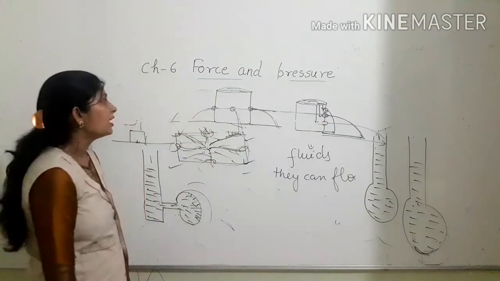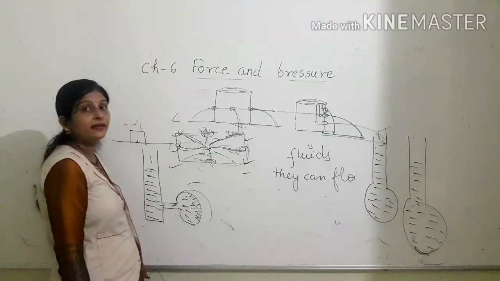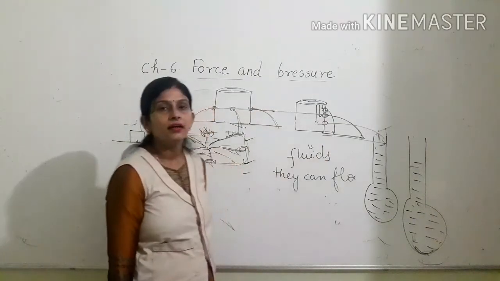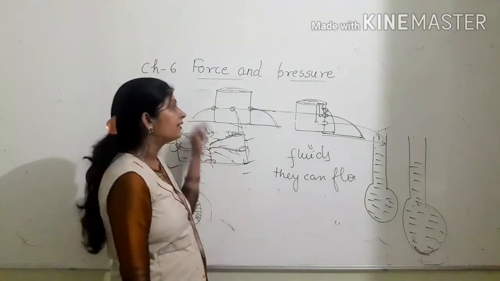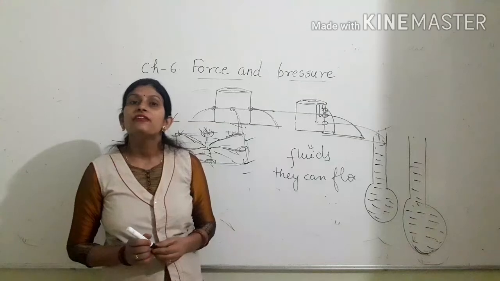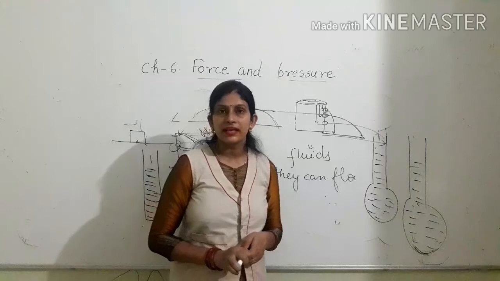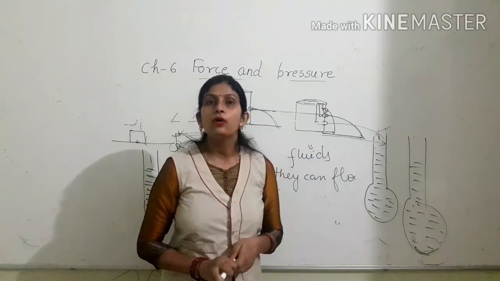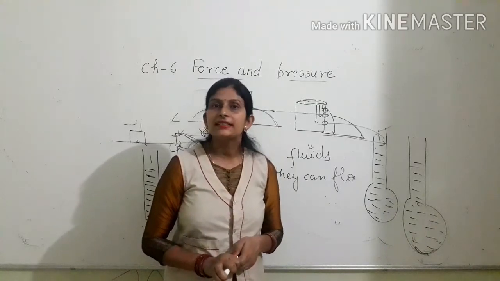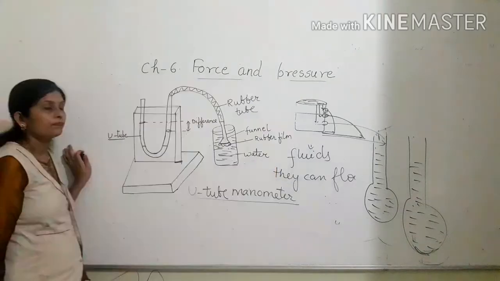Last but not the least, pressure exerted by liquid is independent, means it does not depend on the shape and size of the container. It is the same at a given height despite containers having different shapes and sizes. Now our next topic is the U-tube manometer. It is used to find out the pressure exerted by liquid. What is its structure? That I am going to tell you.